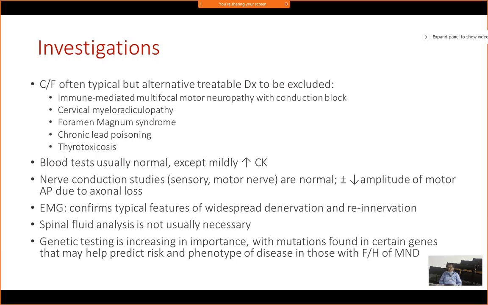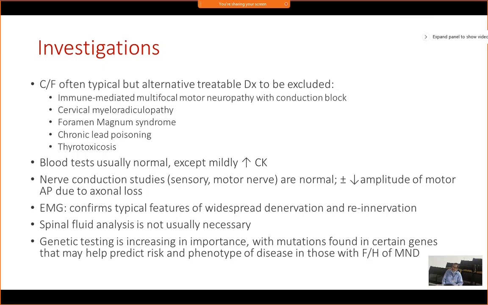We do investigations mainly to exclude other causes. One has to exclude the treatable causes, like cervical myeloradiculopathy, if there is a compression of the spinal cord at the cervical region, or if the spinal cord is compressed at the foramen magnum, or chronic lead poisoning, thyrotoxicosis, or sometimes immune-mediated multifocal motor neuropathy. So these are some of the important differential diagnoses.